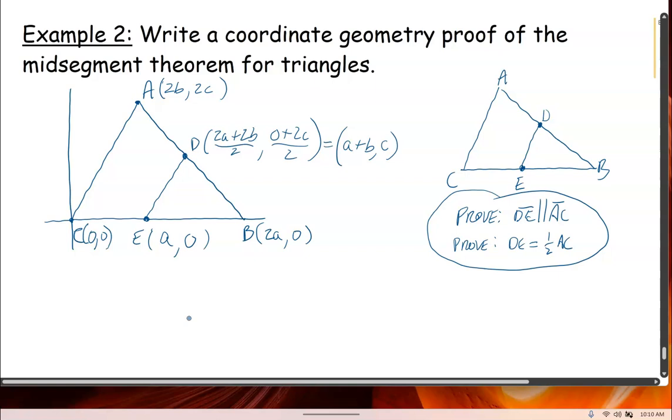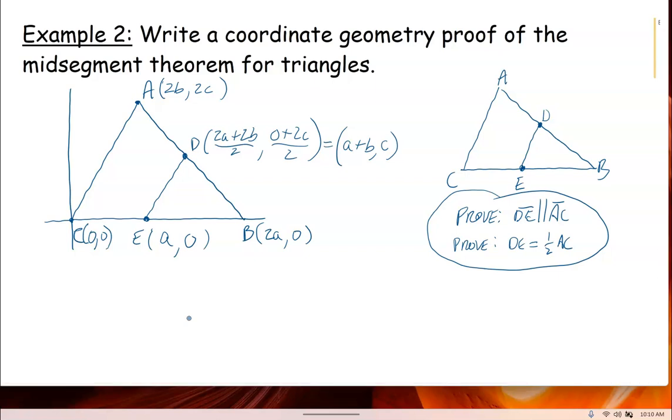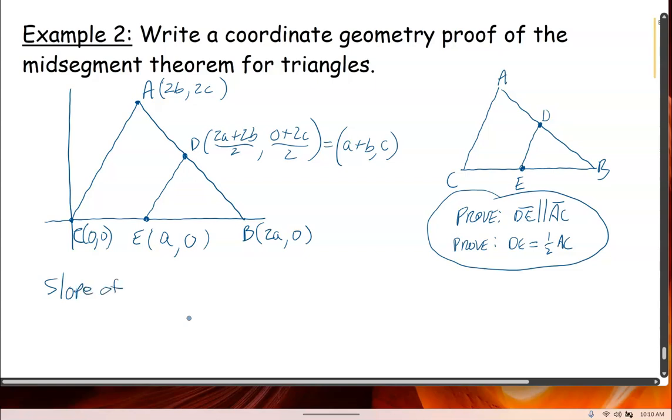Okay, so to prove that lines are parallel, we need to use slopes. So the slope of AC equals, if we look at the coordinates, we can do the rise over run. Slope is always rise over run. And so our rise is the difference in the y values. So that's 2c minus 0 over the run is the difference in the x coordinates, 2b minus 0. And so we get 2c over 2b, which is just c over b.